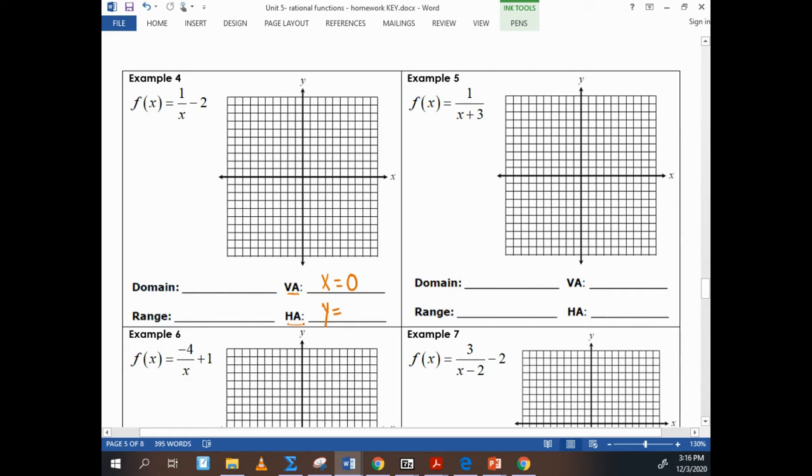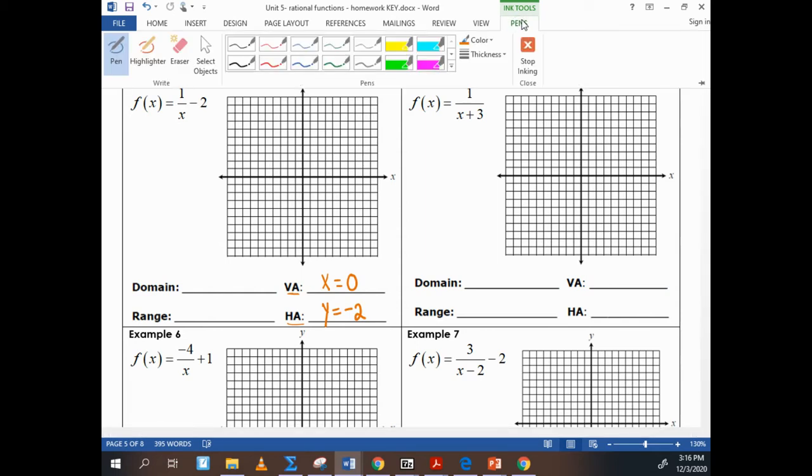Okay, the horizontal asymptote, that's how much I move it up or down. Notice my k right here is a subtract 2, so I move all these points down 2. So my asymptote also goes down 2 right there.